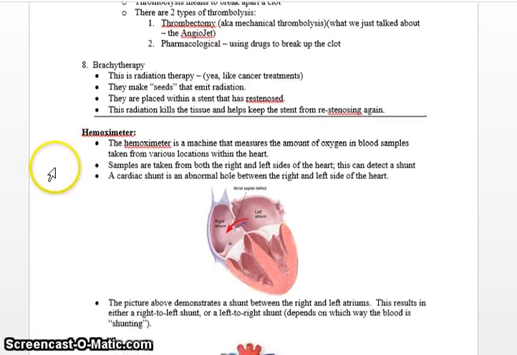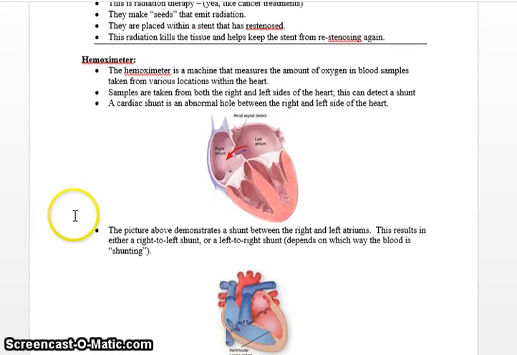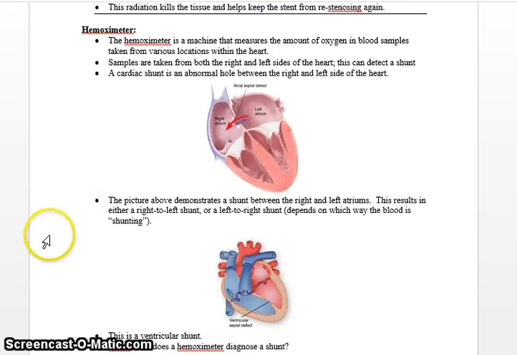And brachytherapy. Brachytherapy is radiation therapy, like cancer treatments. They make what are called seeds that emit radiation. They are placed within a stent that has restenosed. This radiation kills the tissue and helps keep the stent from restenosing again. So again, this isn't cancer treatment, let me just clarify, but it is a form of radiation therapy that helps restenosis. Okay, moving on to the hemoximeter.